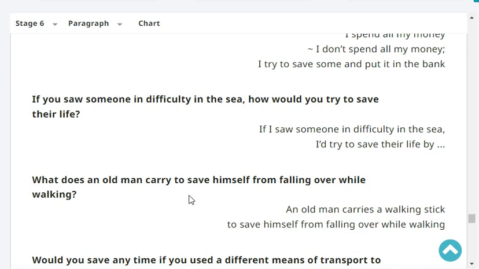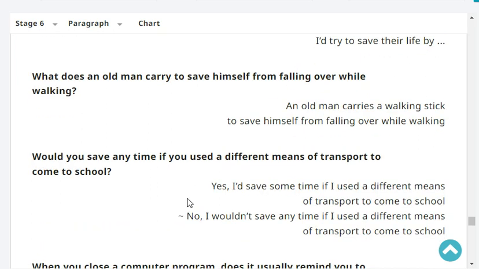But if you saw someone in difficulty in the sea, how would you try to save their life? If I saw somebody in difficulty in the sea, I'd try to save their life by throwing a lifesaver. Very good. What does an old man carry to save himself from falling over while walking? An old man carries a walking stick to save himself from falling over while walking.